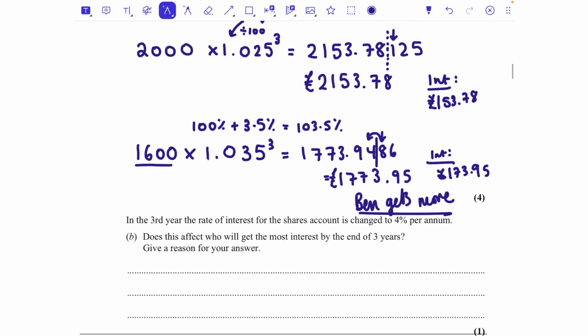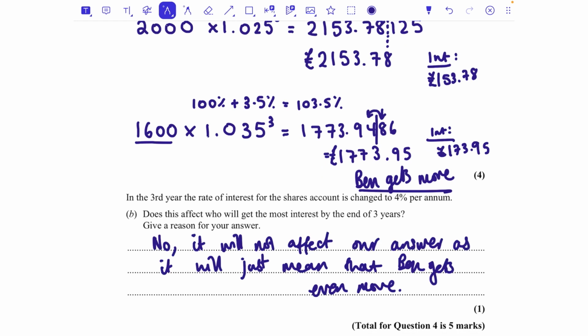It will just mean that Ben gets even more. No, it will not affect our answer, as it will just mean that Ben gets even more. So we're happy that that would still be the answer. If you've got a 1 marker at the bottom here, a part B, you don't tend to need to do any more maths. You just need to think about it logically. Which way would it go? What effect would it have?